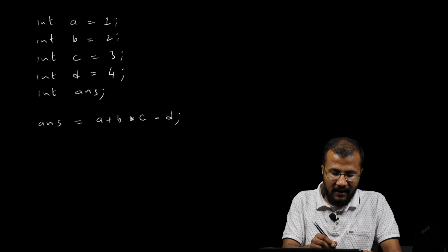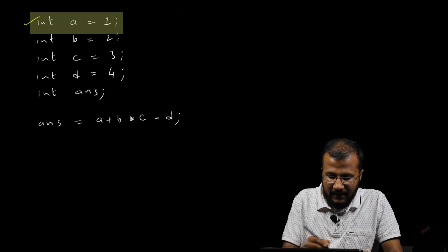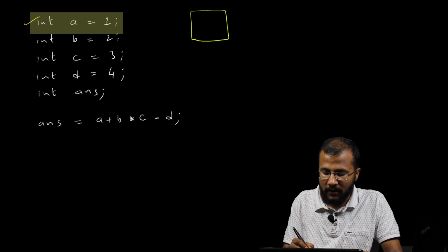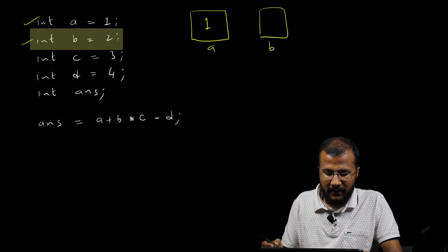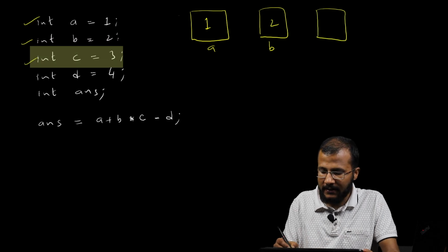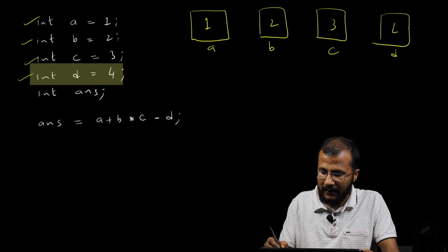Now let's take this example and try to understand this in more detail. Here in this line A is declared and the value assigned to A is 1. So in the memory one box is created whose name is A and the value given to that box is 1. Similarly, in line number 2, the variable B is declared and assigned the value 2. In line number 3, variable C is declared and the value assigned is 3. And in line number 4, variable D is declared and the value assigned is 4.